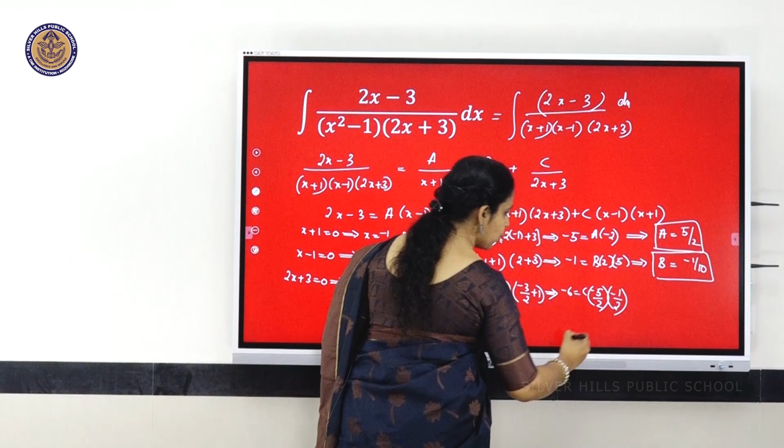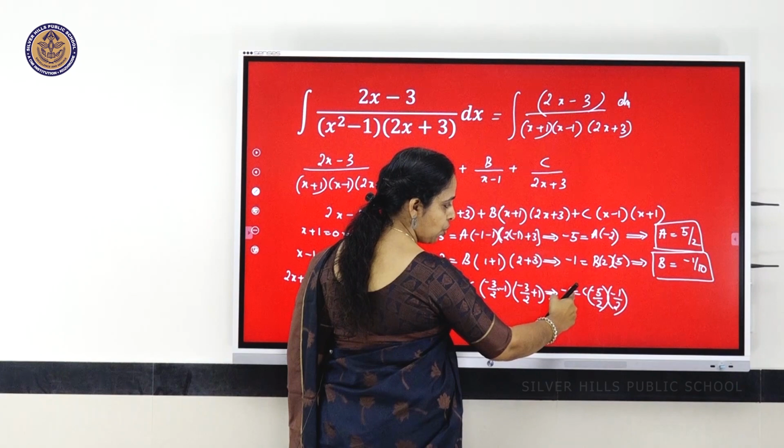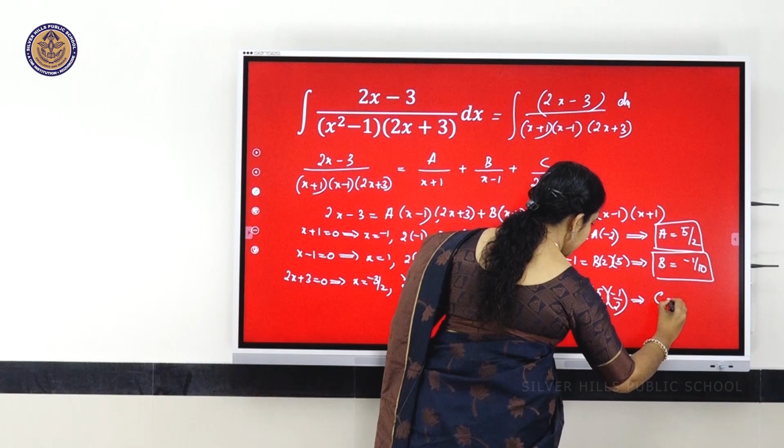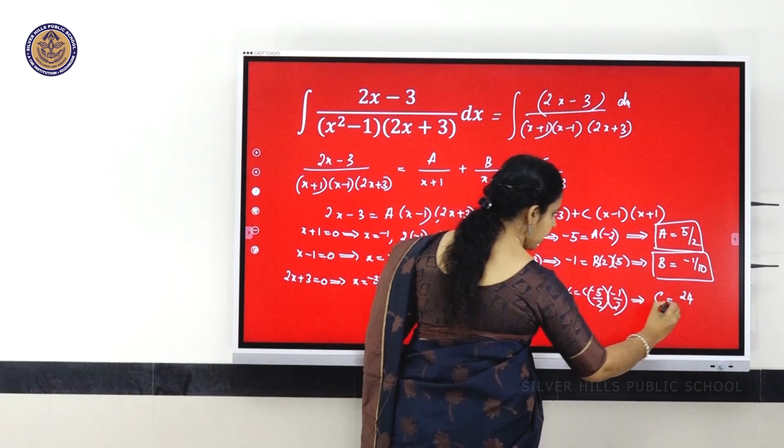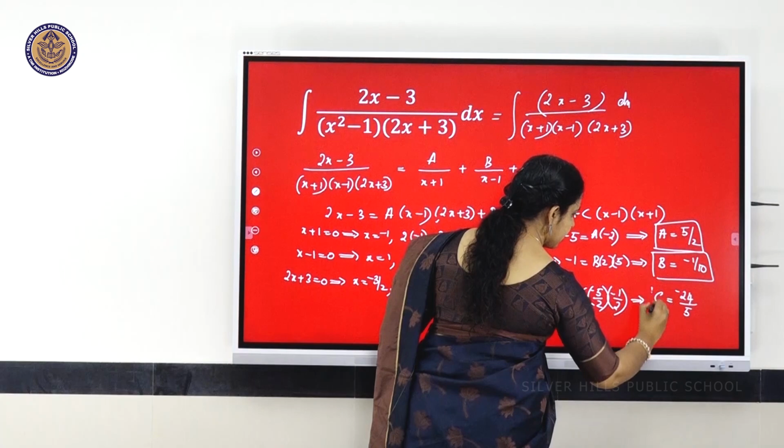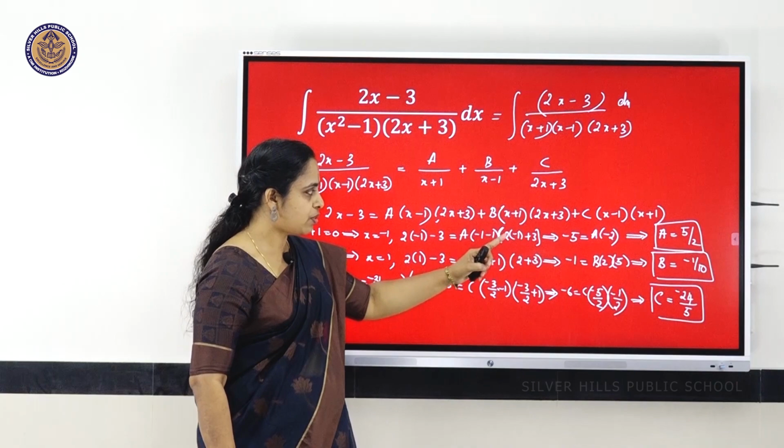So, here comes 2 into 2, 4. 4 goes to the opposite side, becomes 24, and here 5. So, the value of C equals 6 into 4, 24 divided by 5, and there will be a negative sign. So, we got the values of A, B and C.